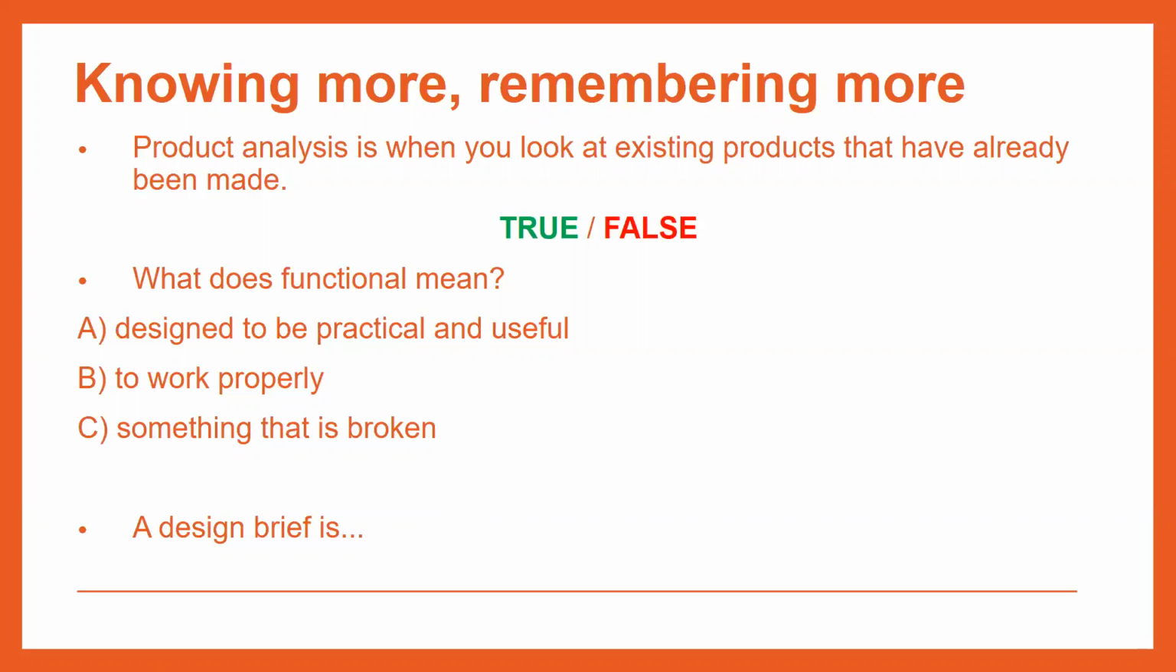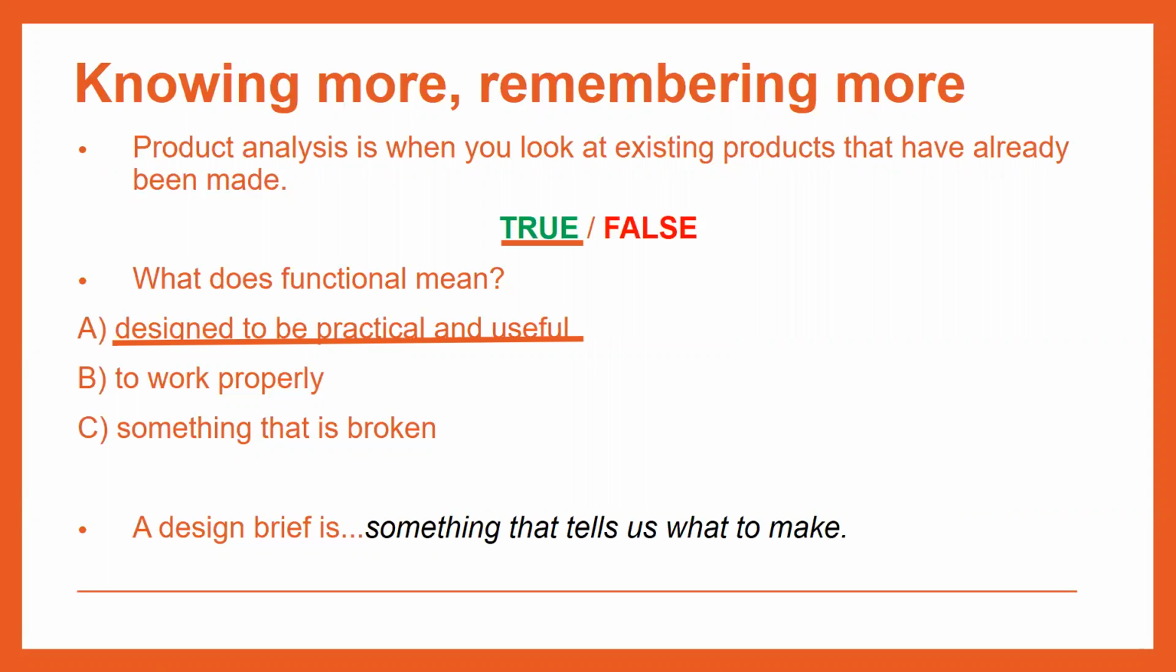Question 2. What does functional mean? Is it A, something that's designed to be practical and useful? Is it B, something to work properly? Or C, something that is broken? Question 3. What is a design brief? Can you write down a definition for me, thinking about what we've learned last week? You can pause the video now if you wish, just to write your answers down or to share your answers with an adult. We'll just call them out.